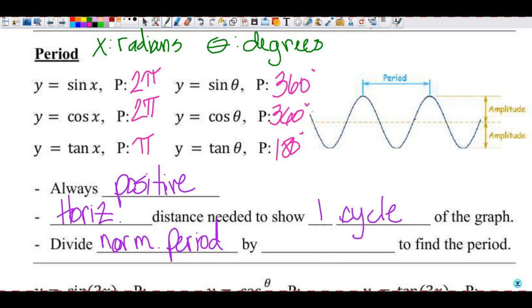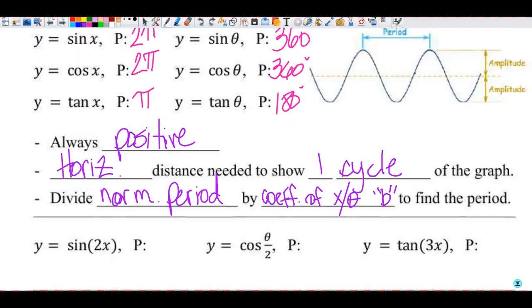Okay, so you are going to divide the normal period, whatever it may be for however you're doing this, by the coefficient of x or theta, depending on which one you're using. And that coefficient is really b. Okay, that's me trying to put b in quotes right there. So it's the b that comes right in front of x or theta. We'll look at what I'm even trying to say by that.